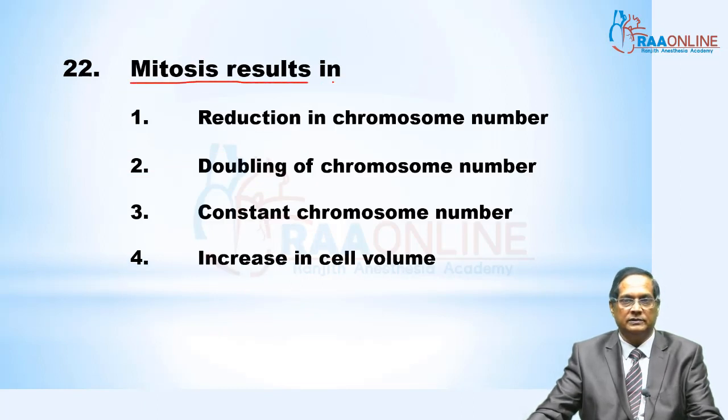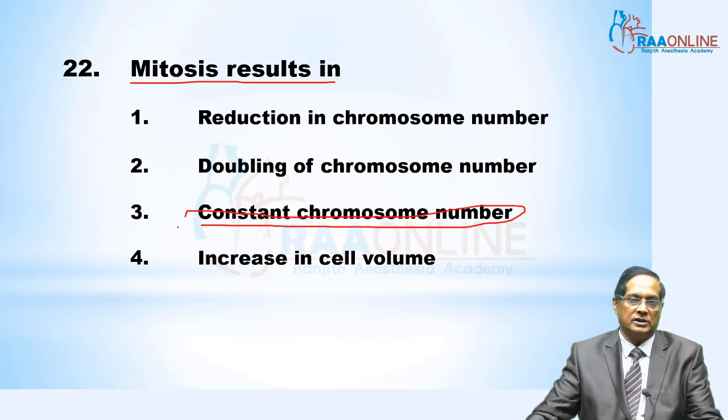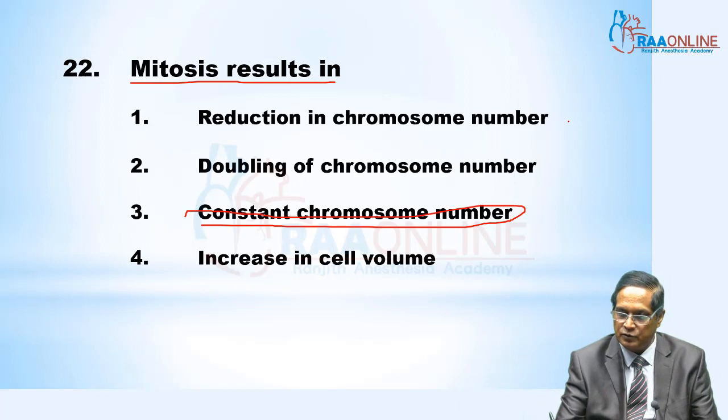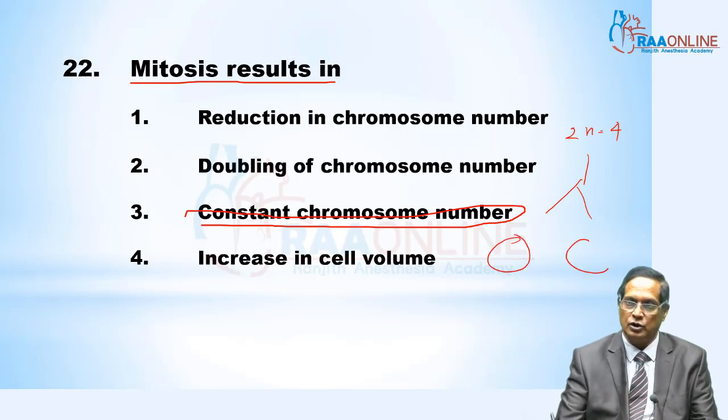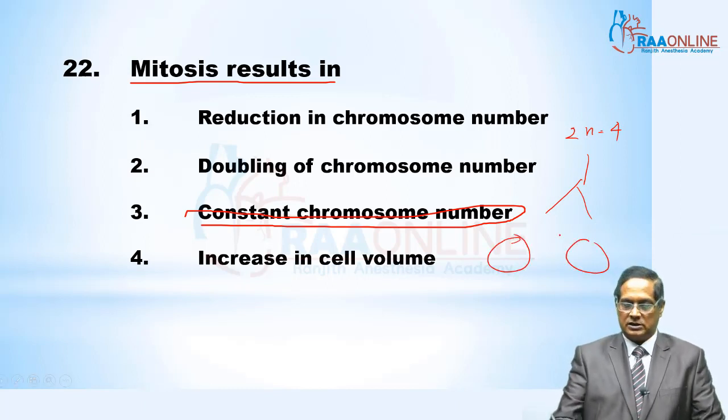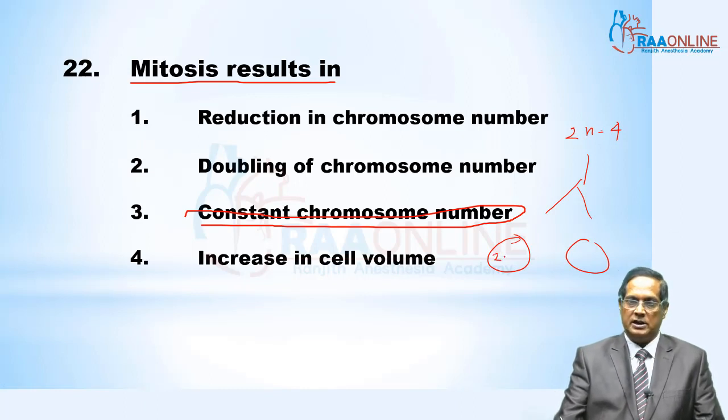Mitosis results in a constant number of chromosomes in the daughter cell as it was in the parent cell. Suppose the parent cell has 4 chromosomes and 2 genomes, then at the end of mitosis, 2 daughter cells are obtained, and they too have the same number of chromosomes as in the parent cell. So there is no change in the number of chromosomes.